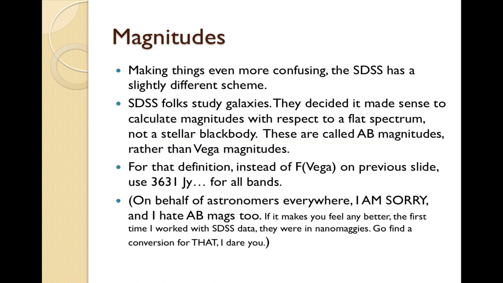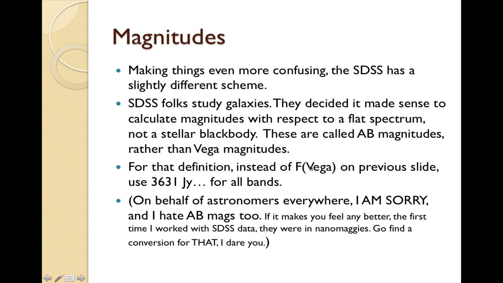So, before I move on, if you're working with Sloan data, it's even worse. It turns out that Sloan people, for the most part, study galaxies. And so rather than pinning their magnitude system on the shape of a star, they decided to define all their magnitudes with respect to a perfectly idealized flat spectrum. So these are called AB magnitudes rather than Vega-based magnitudes.